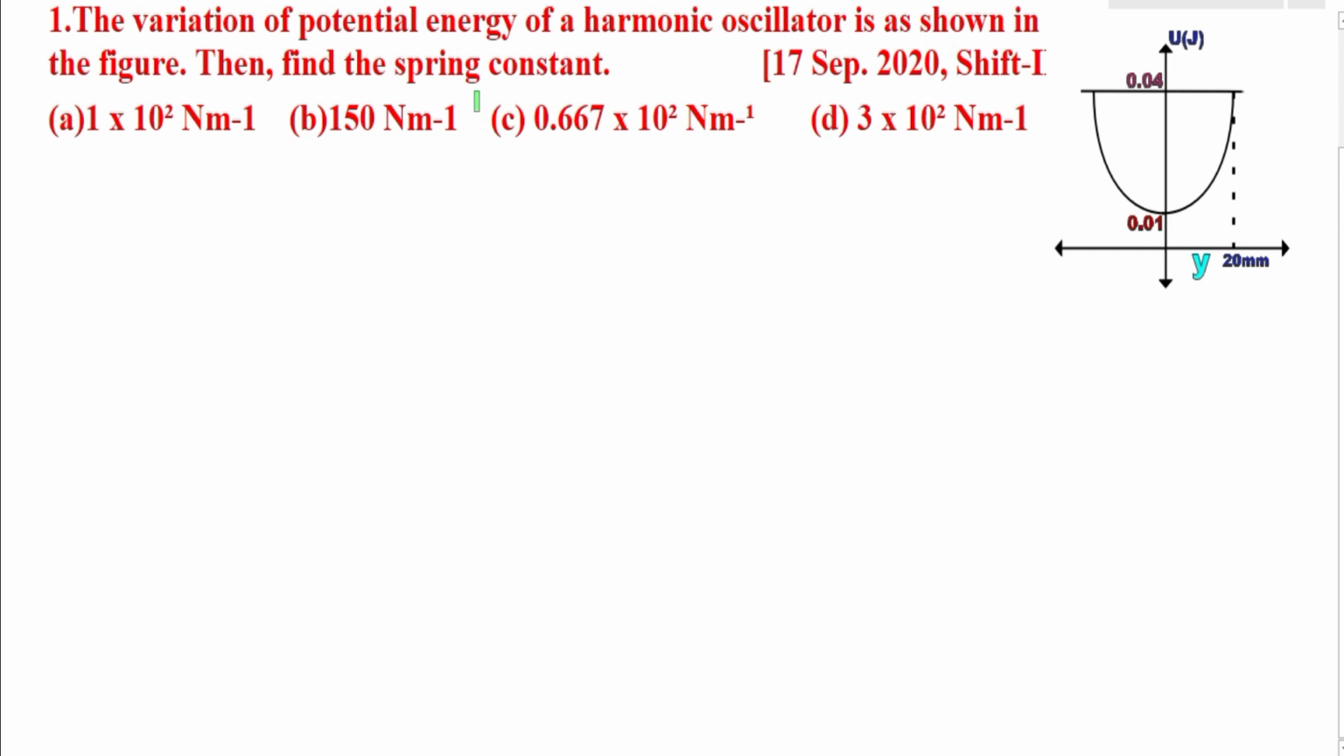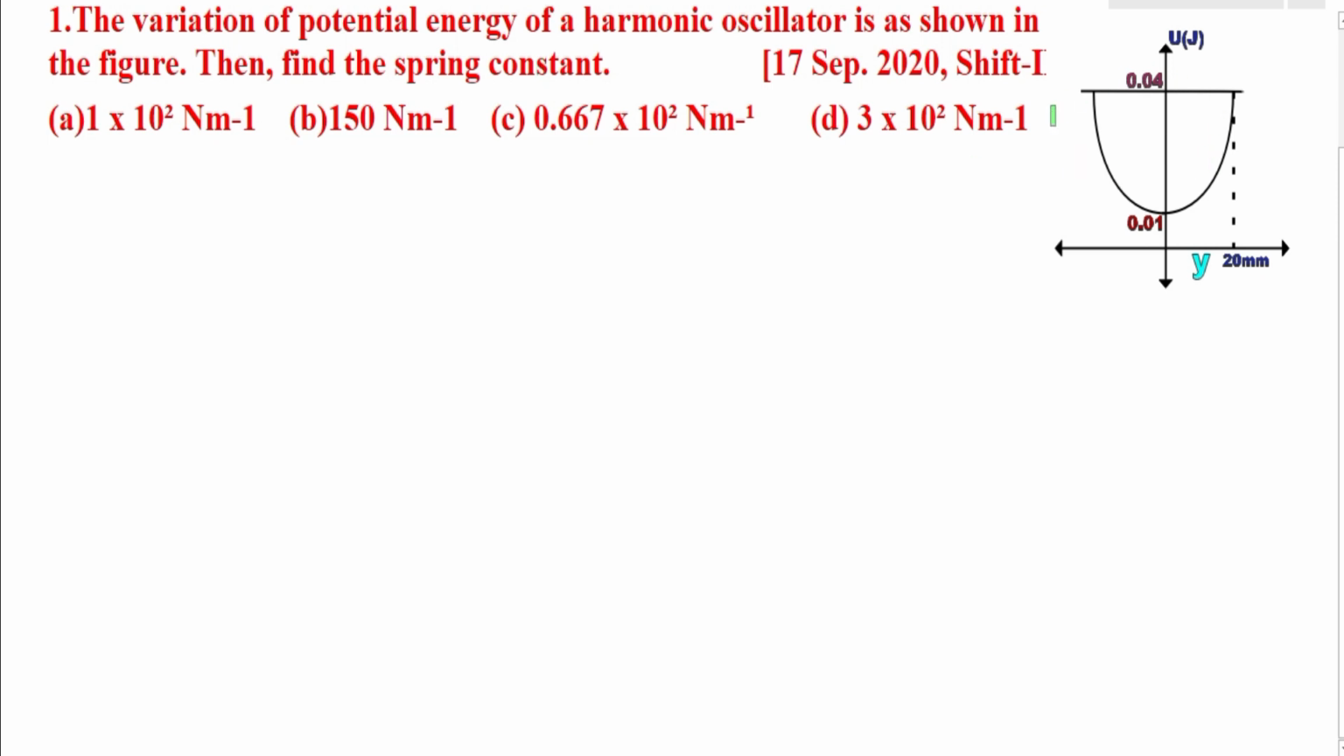Today we are going to discuss previous year MCET questions from oscillation chapter. First, let us go to our first question. The first question is: the variation of potential energy of a harmonic oscillator is as shown in the figure. Then find the spring constant.